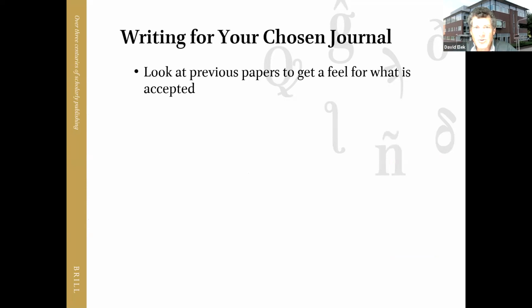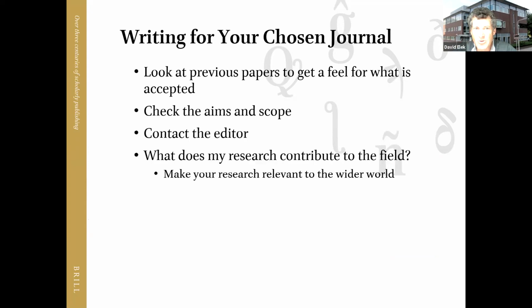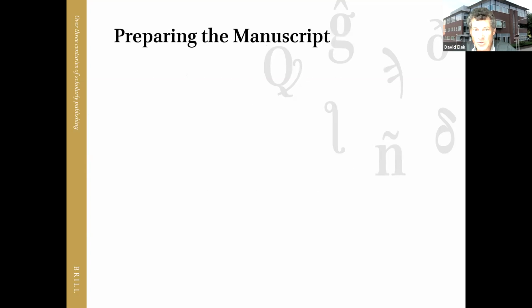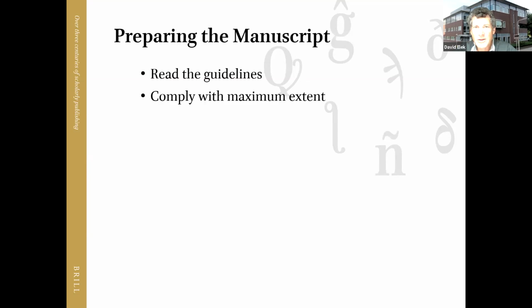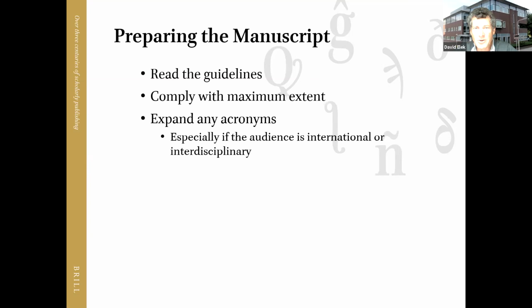Now, when you've chosen the journal, have a look at the previous papers to get a feel for what is accepted, the aims and the scopes, contact the editor. What does your own research contribute to the field? Now, it's quite handy to ask a colleague to read a paper prior to submission as well, or several colleagues. To prepare the manuscript, very carefully read the guidelines. The number of times papers are rejected because they haven't conformed to the actual style and usage of the manuscript guidelines from a journal is numerous.